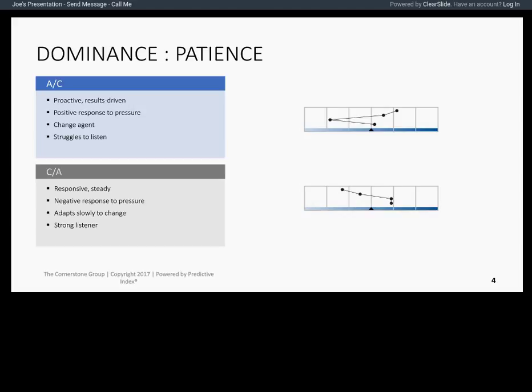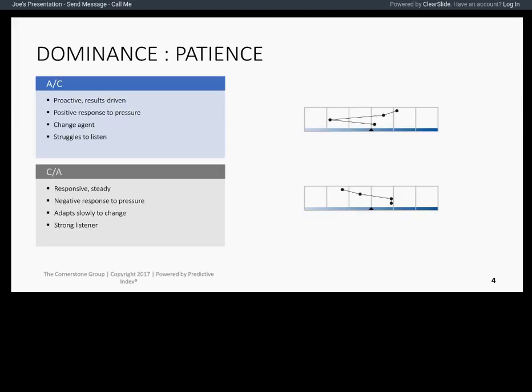Next up, we are going to run through the A and C factor combination, dominance and patience. When we're talking about folks that are high A and low C, high dominance and low patience, we're talking about folks that are going to be really proactive, results focused. They tend to have a really positive response to pressure. They tend to be an agent of change and have a really positive response to changing environments.